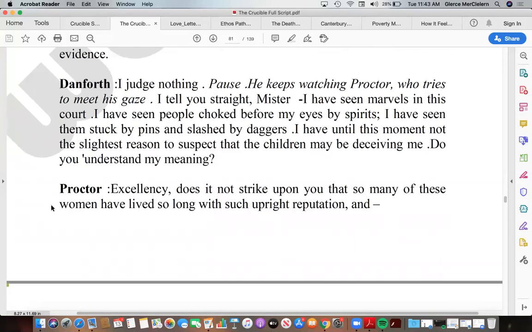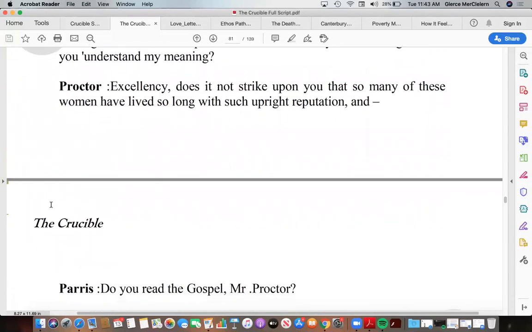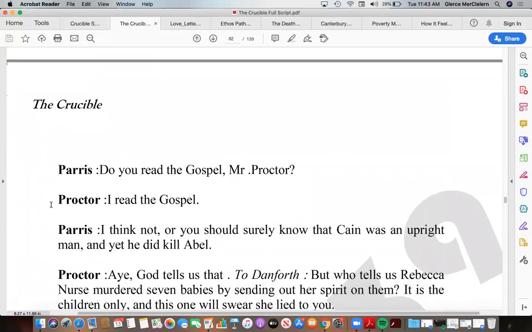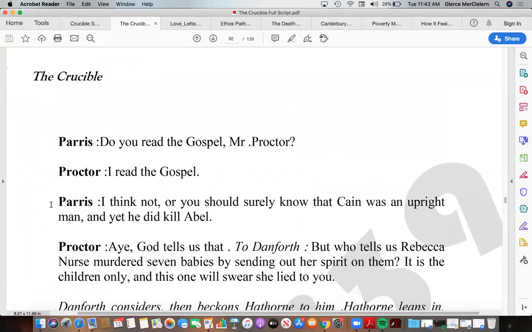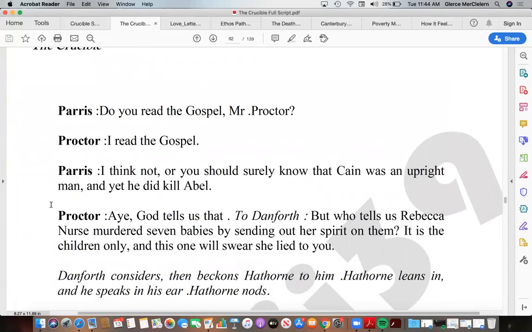Excellency, does it not strike upon you that so many of these women have lived so long with such upright reputation? You read the gospel, Mr. Proctor. I read the gospel. I think not, or you would surely know that Cain was an upright man, and yet he did kill Abel. Oh, God tells us that. But who tells us Rebecca Nurse murdered seven babies by sending out her spirit on them? It's the children only, and this one will swear she lied to you.